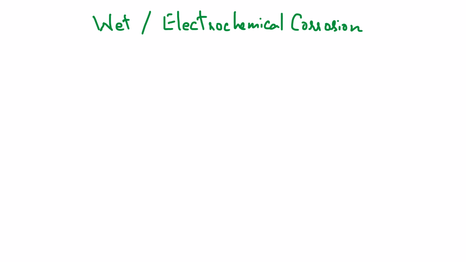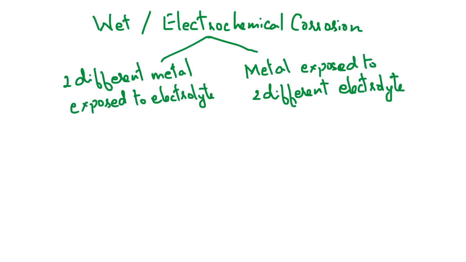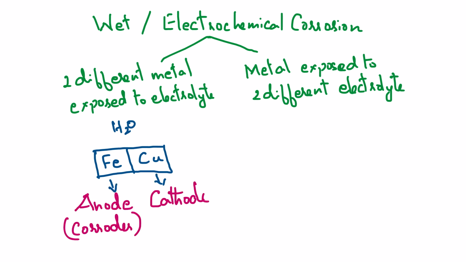Wet or electrochemical corrosion. So, two conditions, either two different or dissimilar metals exposed to an electrolyte or one metal exposed to two different electrolytes. Consider two metals, iron and copper, exposed to an electrolyte. Consider the environment is neutral water. Here the more active metal undergoes oxidation and the less active metal undergoes reduction. So iron will act as anode and corrosion occurs on iron, and copper will act as cathode.